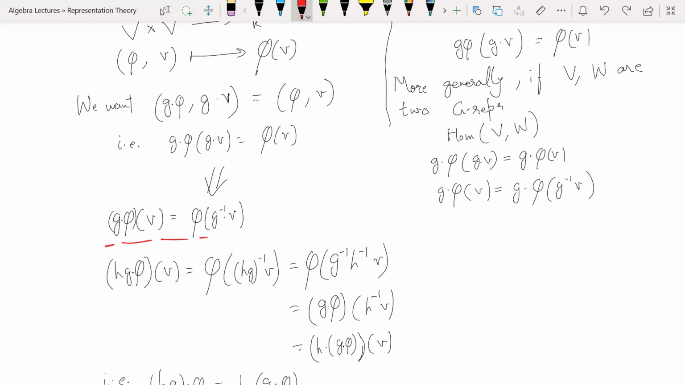Okay. Sir, over here, the G dot phi in the right hand side, is it like the action of G in the space W?